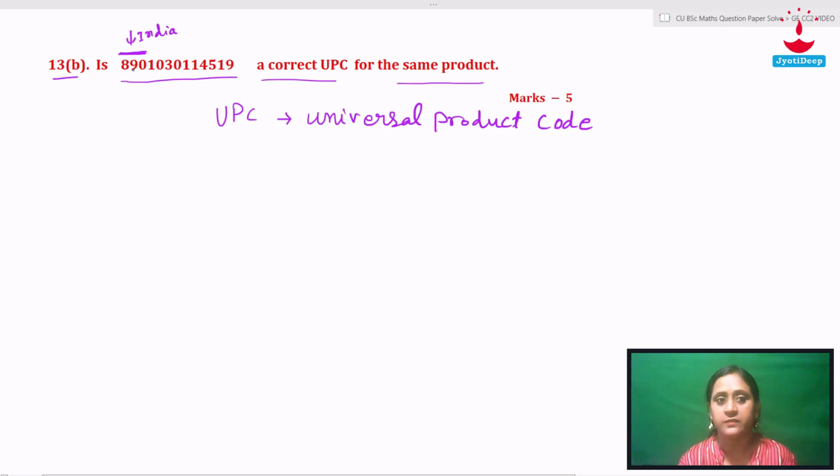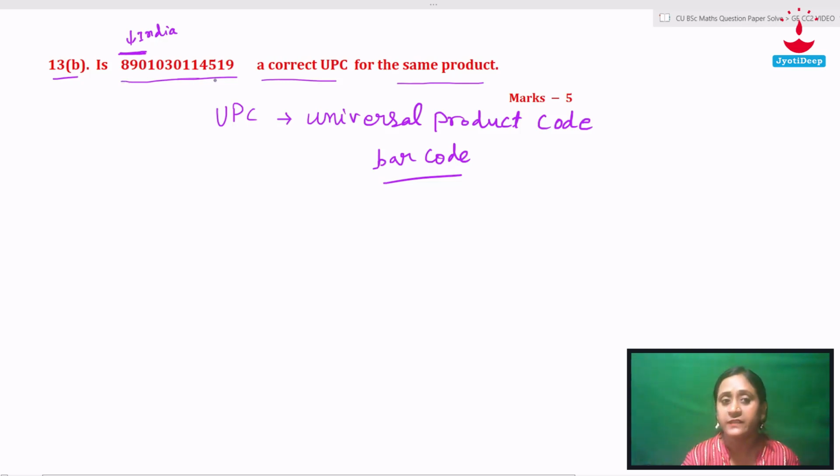So this is a product from India. It's more like a barcode. Whenever you buy something from a shopping mall or online, you see the cashier scan the barcode, a product number like this, and they retrieve the price of the product and make the bills. Okay, so how to solve this problem?